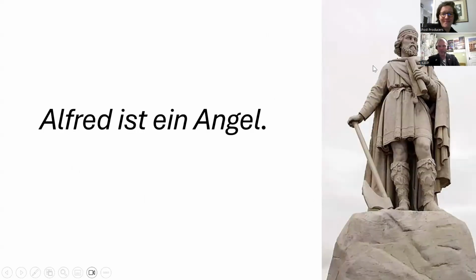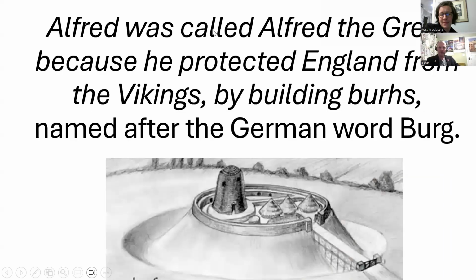Now, let me talk about the most famous of Angles. And his name is Alfred. German sentence here is Alfred ist ein Angel, not to be confused with an Engel, which means angel. No, he is an Angel. Alfred was really cool. Catherine? He was. Alfred was called Alfred the Great because he protected England from the Vikings by building burgs named after the German word burg. Indeed.